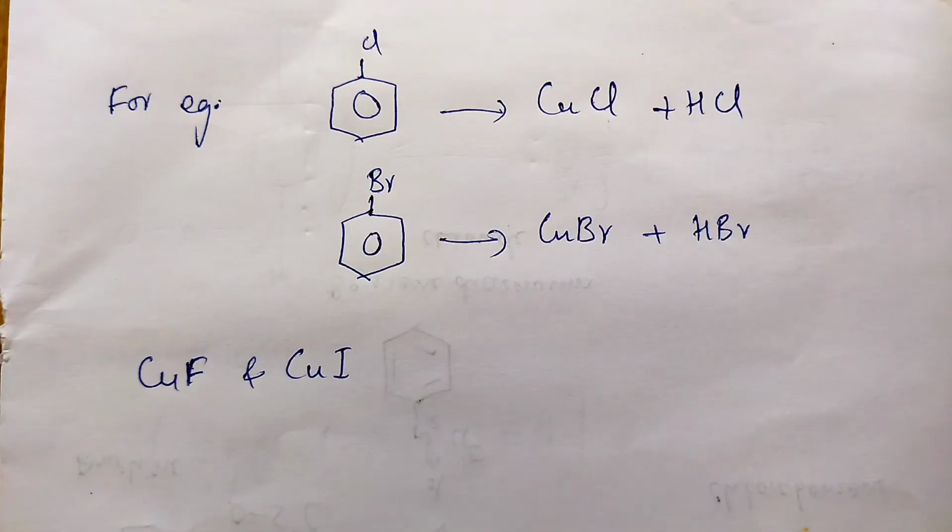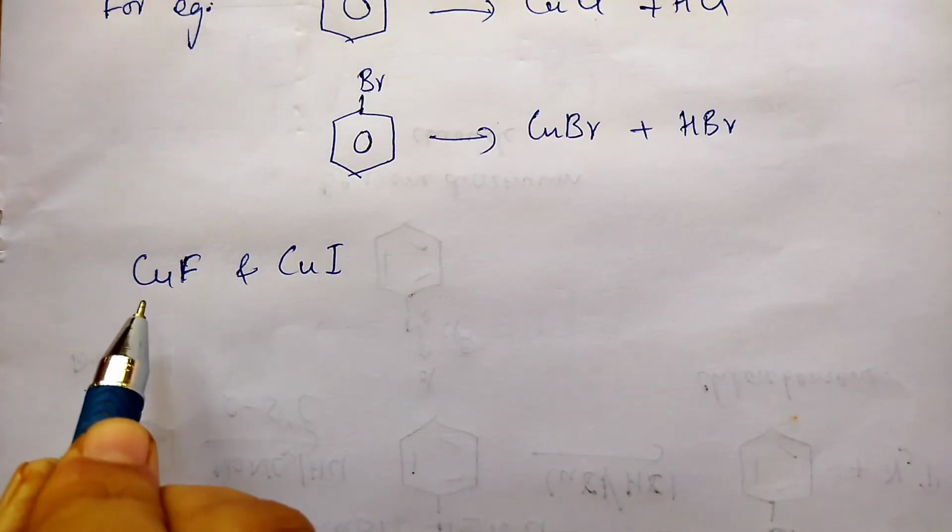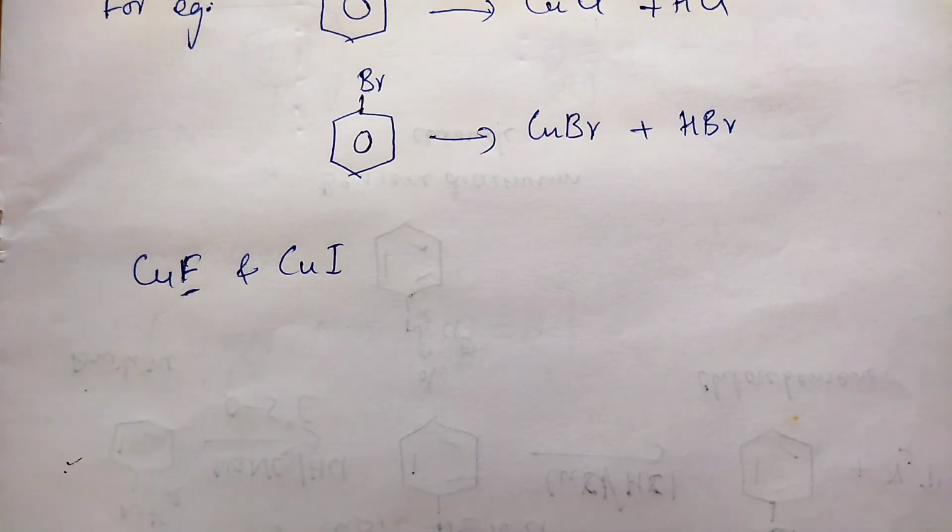Now, you may get a doubt here, why can't we use cuprous fluoride and cuprous iodide in Sandmeyer reaction? The answer is simple. This cuprous fluoride is a highly reactive compound, so it is not possible to handle it safely during the reaction. Hence, it is avoided.